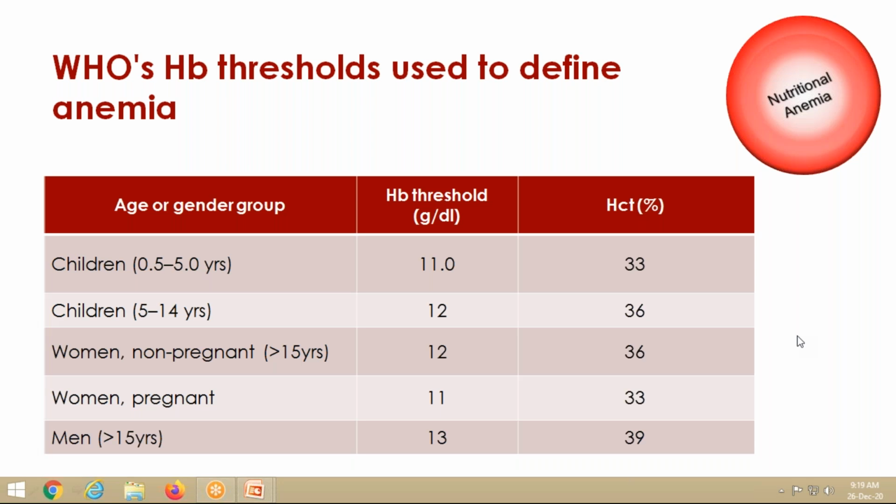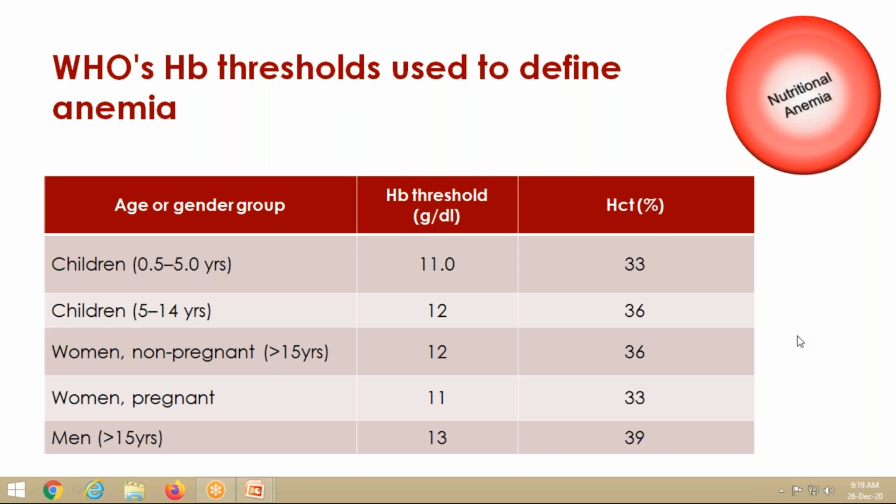Women, non-pregnant and above 15 years, again the same, 12 grams and 36%. Whereas for pregnant women, 11 grams is the cutoff, just like small children, because pregnancy naturally causes a little anemia because of hemodilution. So your cutoff is a little less. If it goes below 11 only, you call it anemia in a pregnant woman. That is 33% hematocrit. But in men above 15 years, anything below 13 itself is anemia.